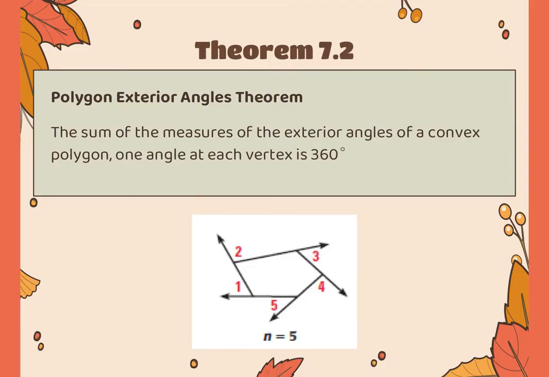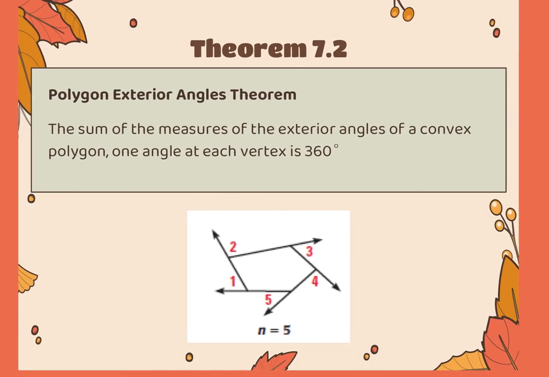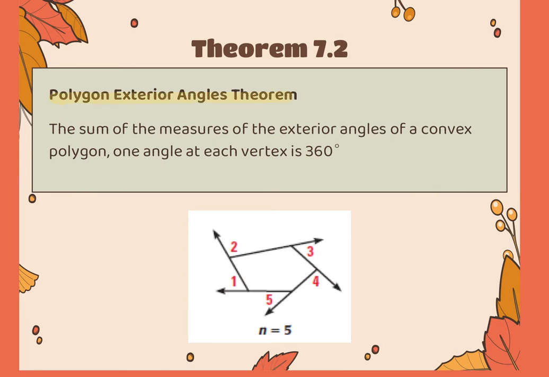All right, theorem 7.2 has a name, polygon exterior angles theorem. So we're talking about the angles on the outside now, and it says the sum of the measures of the exterior angles of a convex polygon, one angle at each vertex, is 360 degrees. So this one is not a formula. This one does not change no matter how many sides it has. If you take and add up all those exterior angles, it will always be 360 degrees.